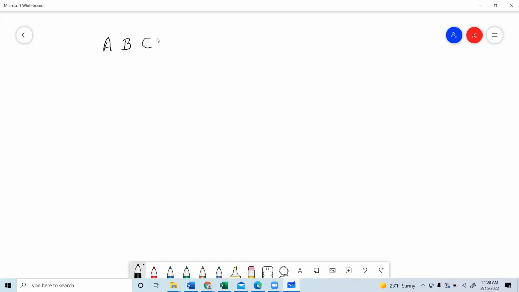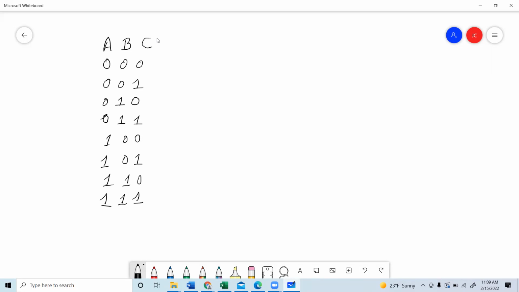Again, you have to list all these numbers: 0 0 0, 0 0 1, 0 1 0, 0 1 1, 1 0 0, 1 0 1, 1 1 0, and 1 1 1. And what was the final output? It was F. So the truth table looks like this: 0 here, 0 here, and 1 here, and 0 here, and all the rest are 1. So this was the truth table.